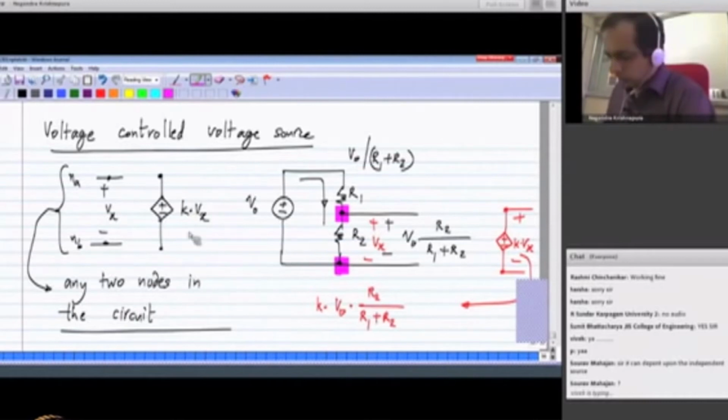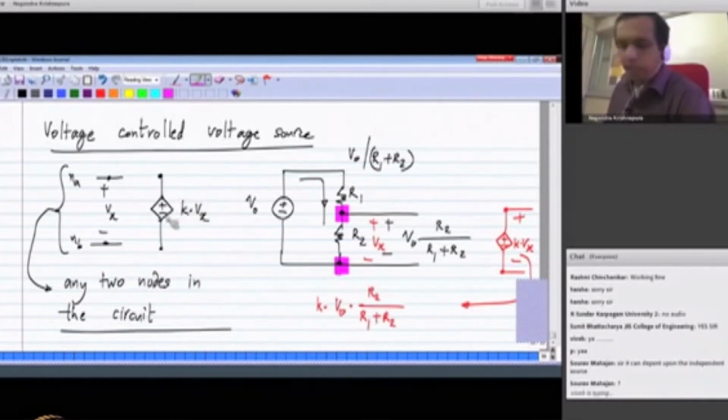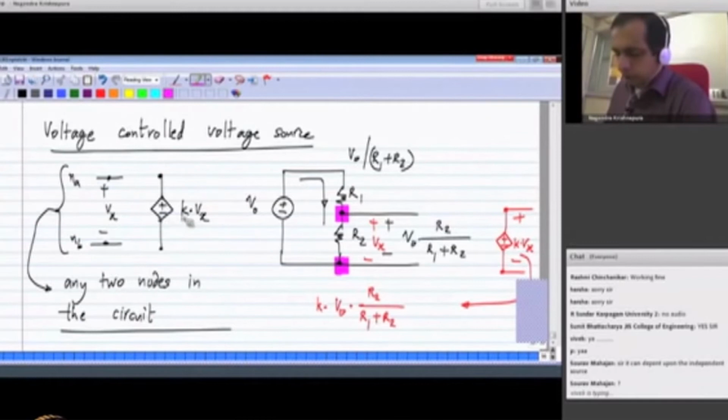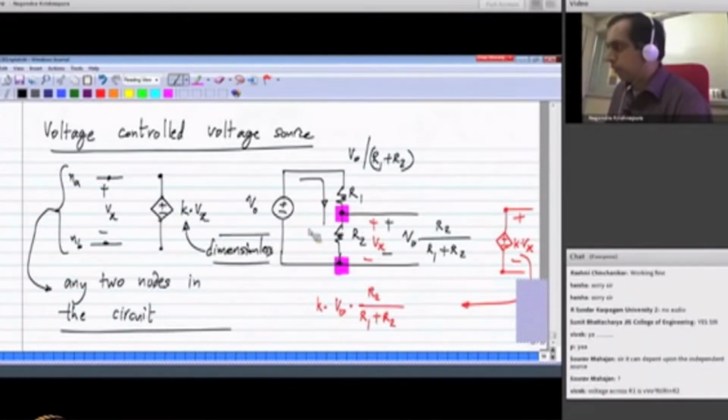And also this K is the constant, a property of the voltage controlled voltage source, and it is dimensionless, as you can easily guess. It's a dimensionless constant. Okay.